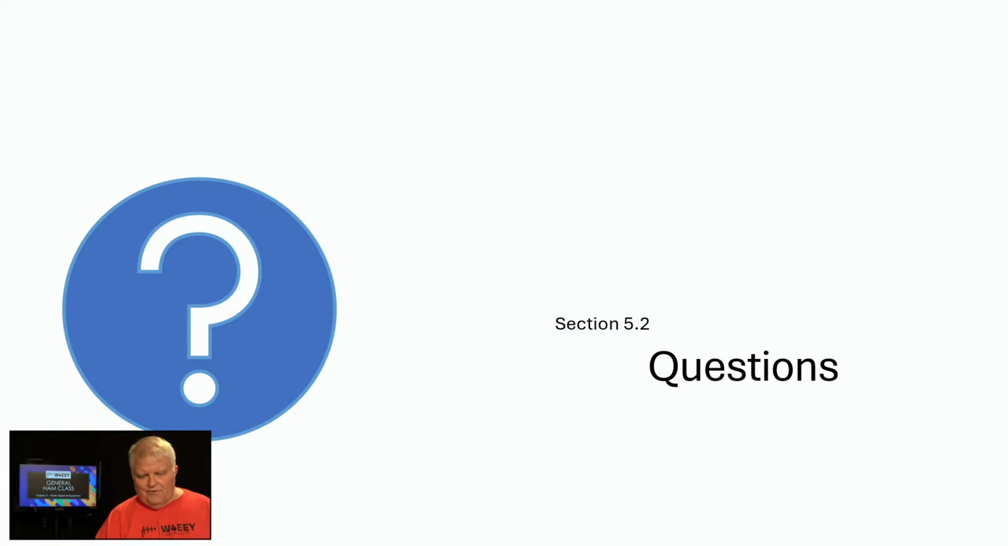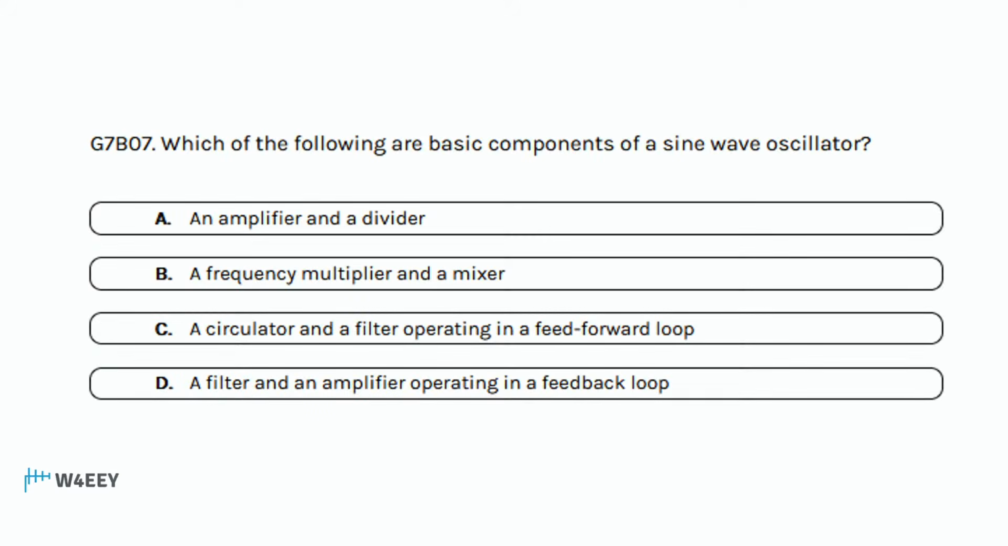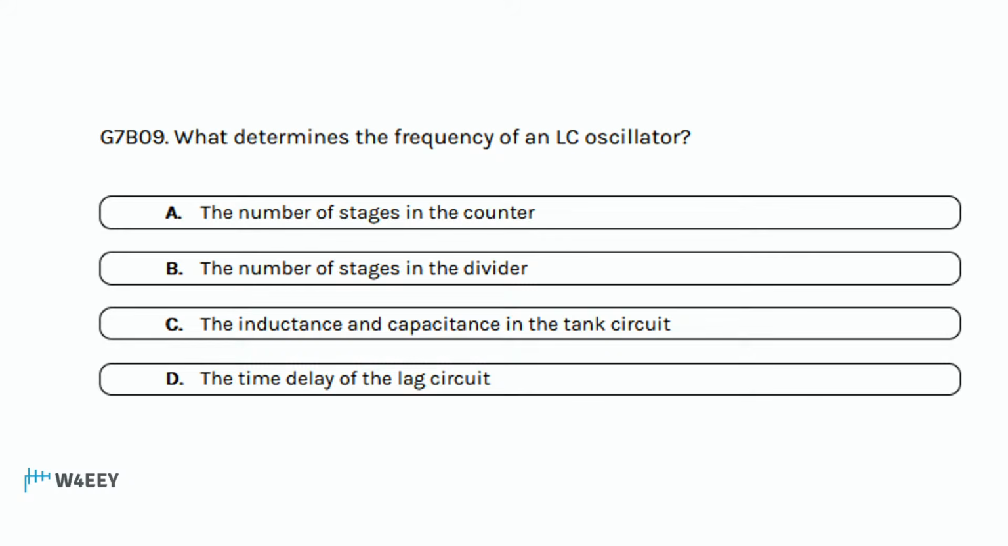All right, let's answer some more questions. Which of the following are basic components of a sine wave oscillator? Filter? Yes, a frequency determining filter and an amplifier operating in a feedback loop. And what determines the frequency of an LC oscillator? Charlie? Yeah, the inductance and capacitance in the tank circuit. I like to think of it as a tank of electrons sloshing around at one resonant frequency.